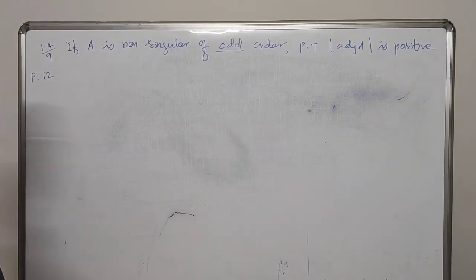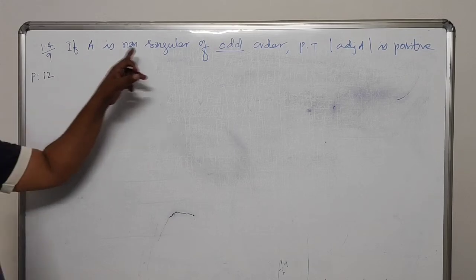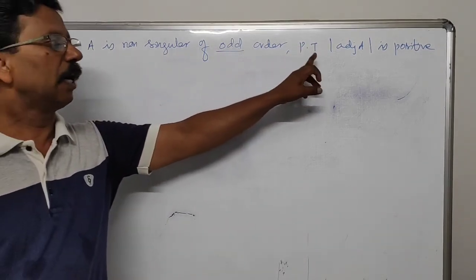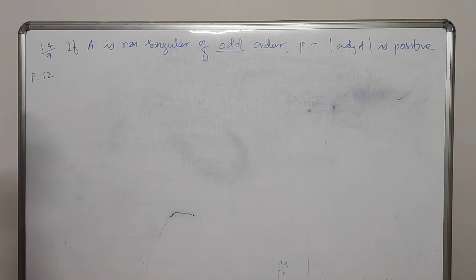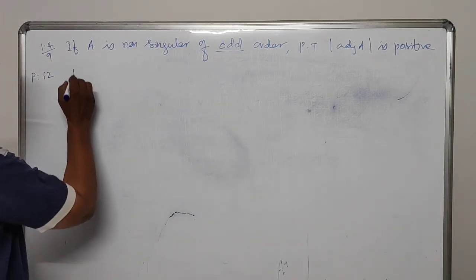Now let us prove this small theorem. If A is a non-singular matrix of odd order, then we have to prove that the determinant of adjoint A is positive. For that, here it is given, you can go for the proof.